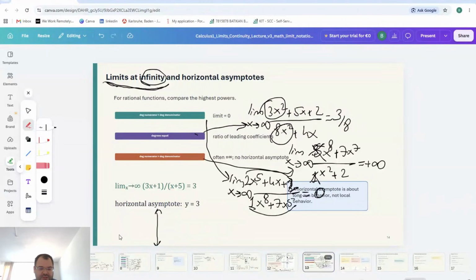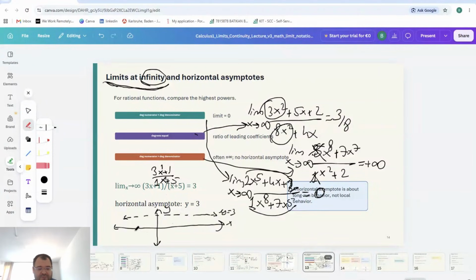So in this case, we have a horizontal asymptote, for example, for this function, 3x plus 1 divided by x plus 5. When x goes to infinity, since the exponentials are the same, we can just use the ratio of those two coefficients, 3, and we will end up with 3. So we will have a horizontal asymptote, which is y equals 3. And for this one, our function is getting closer and closer to 3.